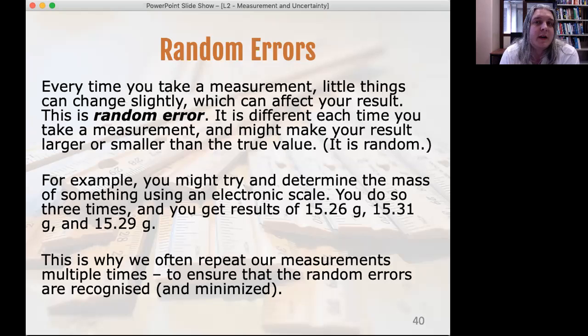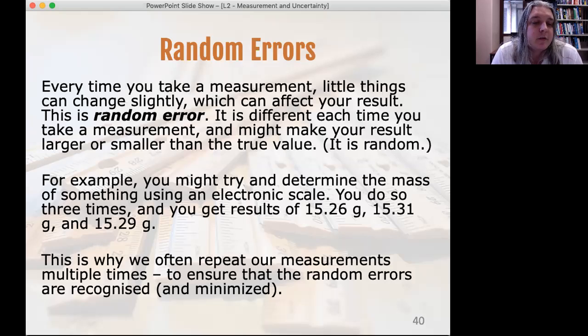For example, you might have a little electronic balance, you've got a little ball that you're trying to measure, or some object, and you put it on the scale and it tells you 15.26 grams. But then you take it off, you reset the scale, you put it back on, and it says now it's 15.31 grams. Then you do it again and it says it's 15.29 grams. Those variations are random errors. Random errors are just going to be random changes in the result due to things that you can't control, things beyond your control for the setup.